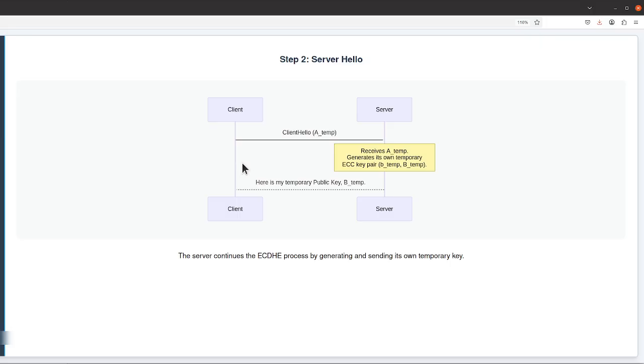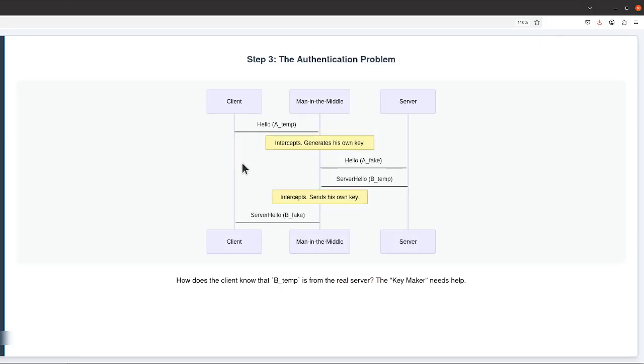The authentication problem. This is where our second goal, authentication, becomes critical. The client has just received a temporary public key from someone on the internet. How does it know it is talking to the real Google.com and not a man-in-the-middle attacker who just generated their own key? The ECDHE protocol by itself provides secrecy, but not identity. We need our ID checker, ECDSA, to step in and solve this problem.